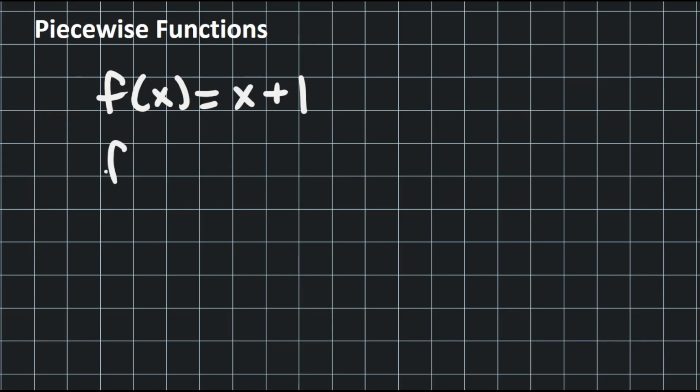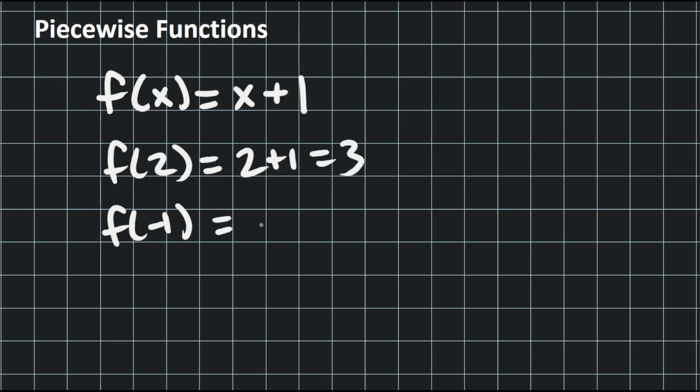We can figure out f of 2, f of negative 1, we can figure out f of anything, because f of 2 would be 2 plus 1, which is 3, and f of negative 1 would be negative 1 plus 1, which is 0. We can figure out f of anything because no matter what x value we use as our input, we will always use this formula, x plus 1. So this is an example of a function that's not a piecewise function, just a normal function.